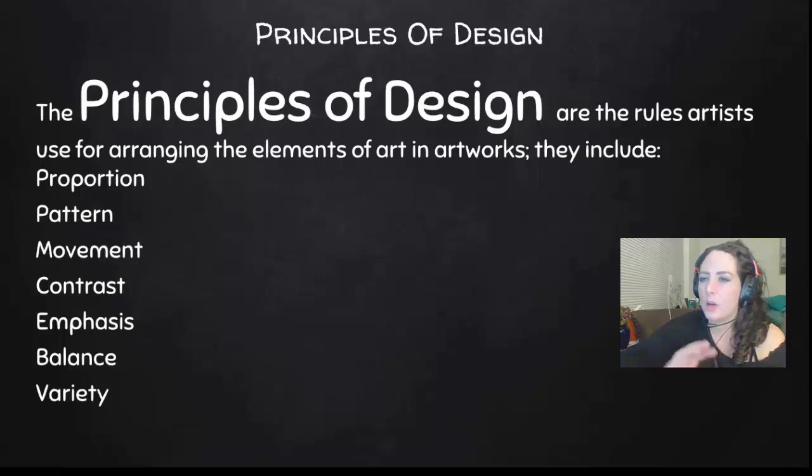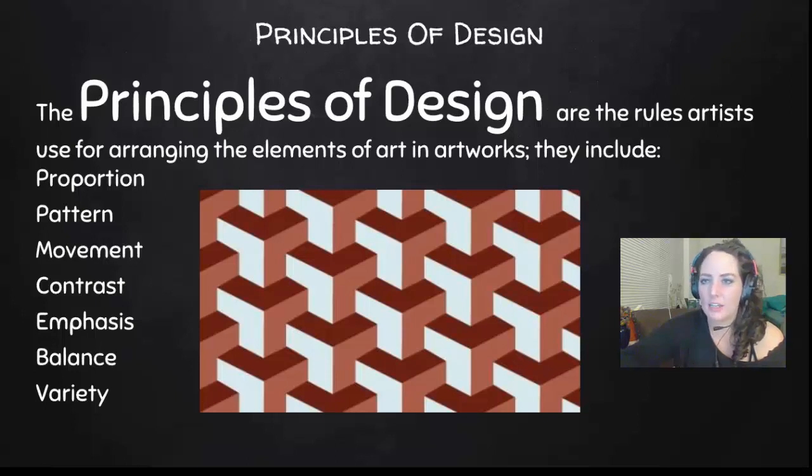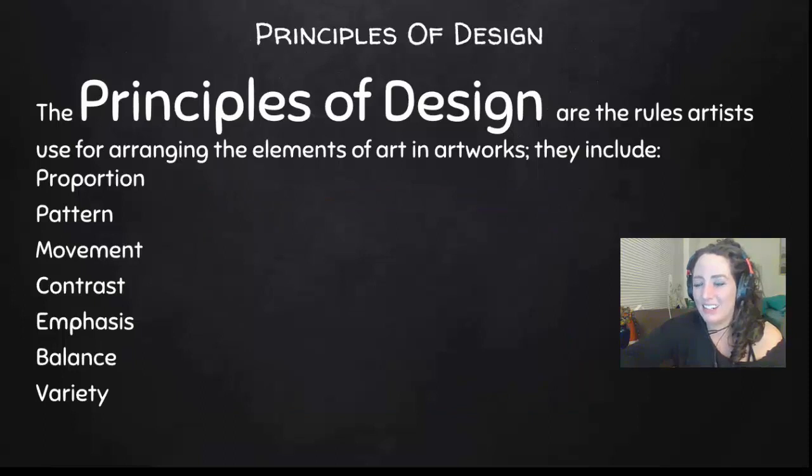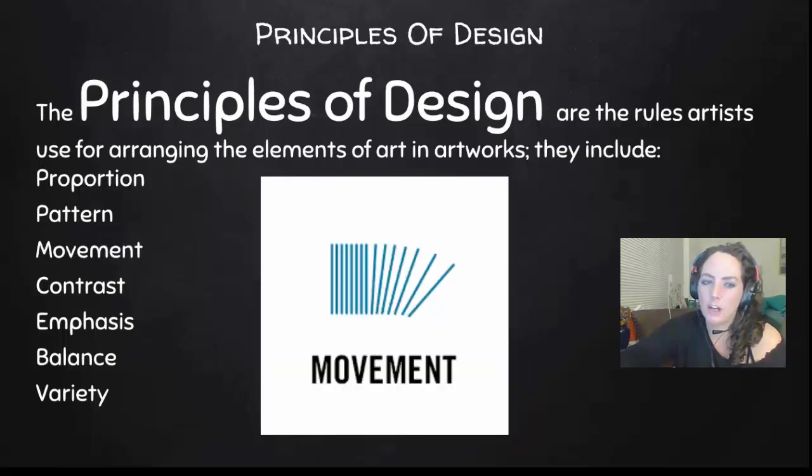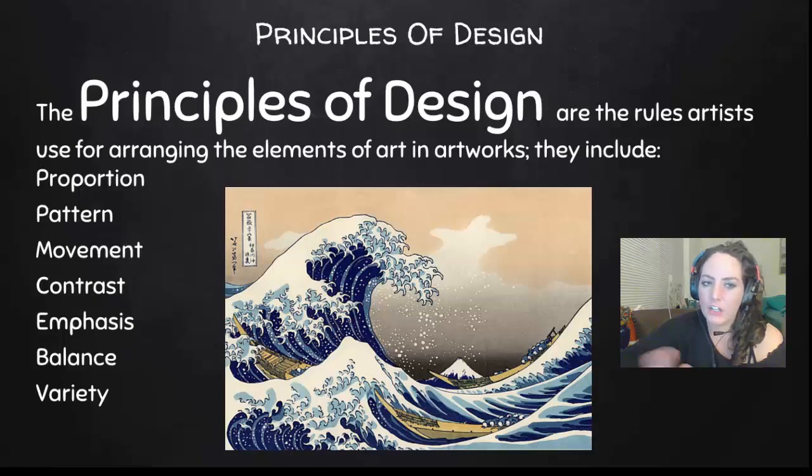So proportion, size relationships from one thing to another. Pattern, it's something repeat. You guys know that from math class. A repeating element of art. So does like a series of diagonal lines. That would be line and pattern. Movement. Does it look like it's moving, or does it draw your eye to one area or another?